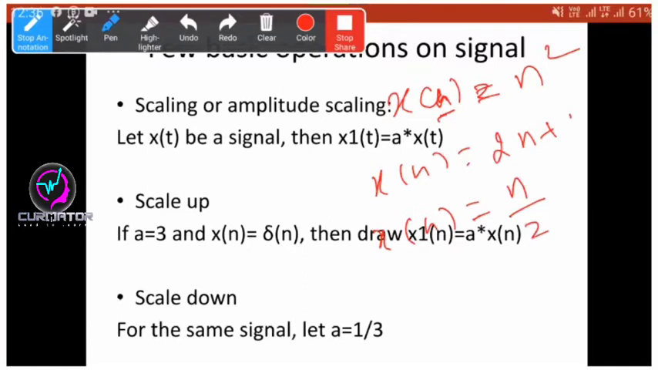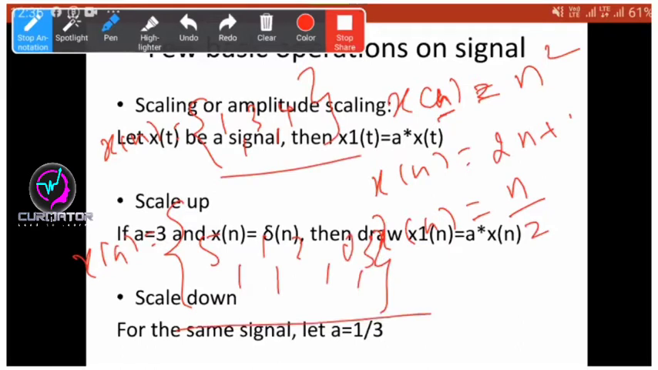Also we can represent x of n as a set of values, like 1, 3, 4, or x of n equal to 5, 1, 2, 0, 3. Like this we can represent x of n as a set of values. Here, if we didn't denote any time origin in the set of values, it means the first element is at n equal to 0 if they didn't denote anything about the time index.